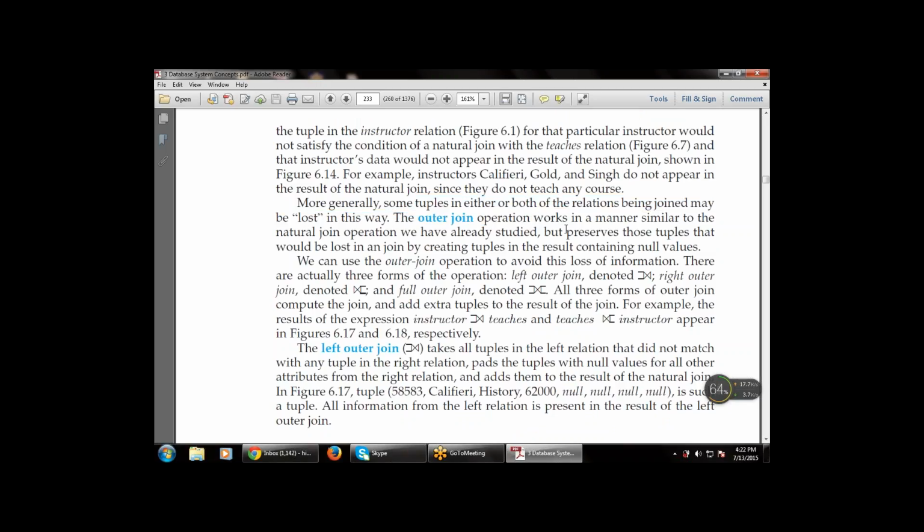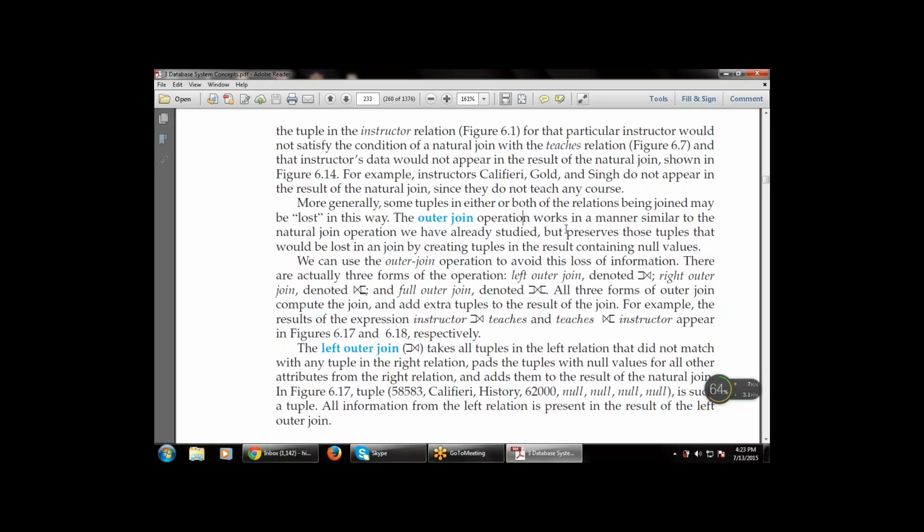the natural join, but it preserves those tuples that would be lost in a join, by creating tuples in the result containing null values. So whenever we use a null value, that will be represented by the outer join. And there are multiple outer joins available. One is the left outer join, then the right outer join, then the full outer join, and all these forms of outer join compute the join, and the instructor and teacher's tables appear in figure 6.17 and figure 6.18.